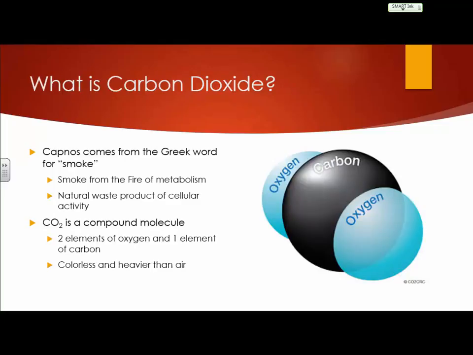All right. So, just quickly understanding carbon dioxide and the terms here. Capnos comes from the Greek word for smoke. Smoke from the fire of metabolism. What we're saying is we're using an analogy: when metabolism occurs in the cell, we're comparing that to a fire, and the byproduct of fire is smoke. The byproduct of metabolism is CO2. It is a compound molecule with two elements of oxygen and one carbon element. It is colorless and heavier than air.